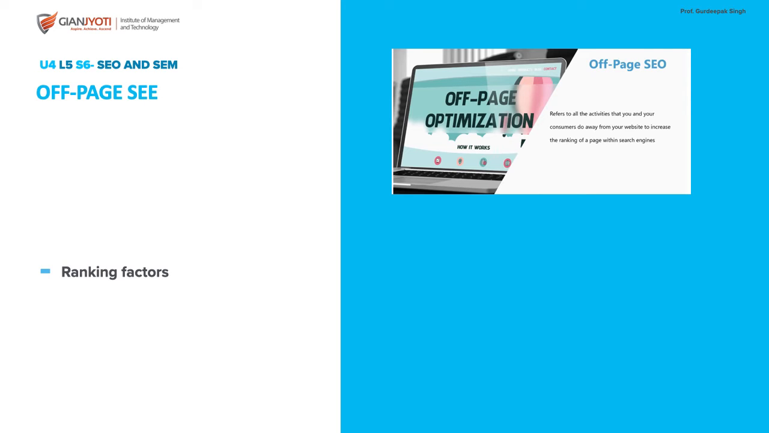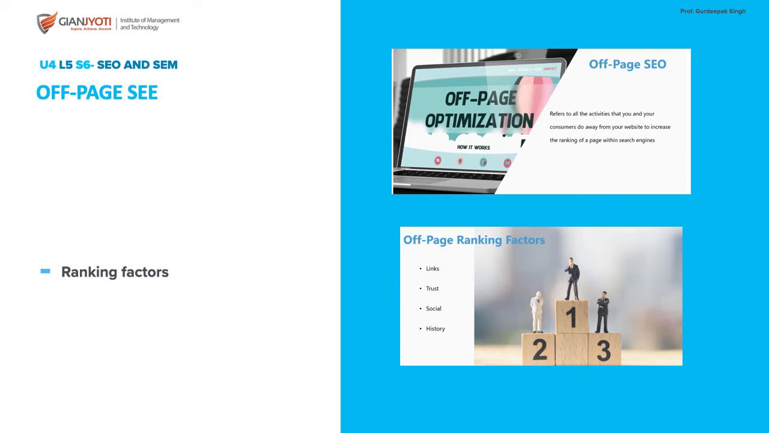Then we come to off-page search engine optimization. When we talk about off-page search engine optimization, it refers to all the activities from your website that are linked to outside the page, which will enhance the ranking of the page within the search engines. So what are the off-page ranking factors? These are the links, the trust, the social aspect, and the history. So these are the four off-page ranking factors, right?